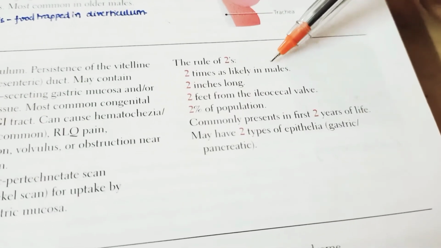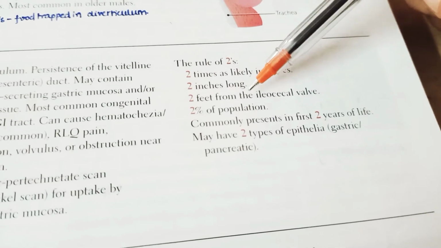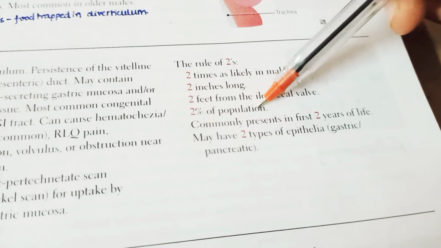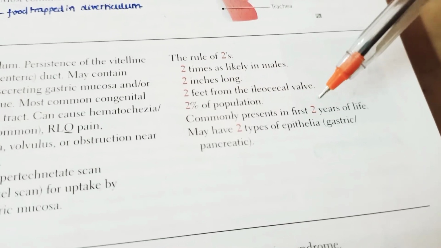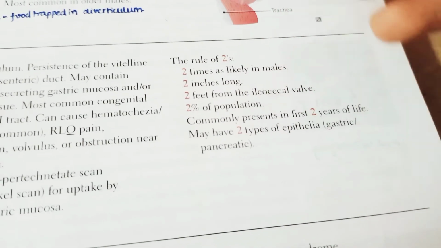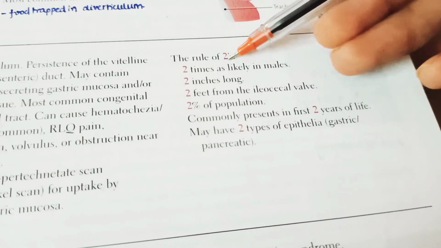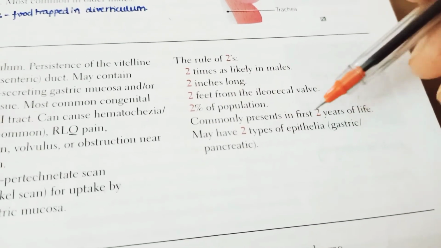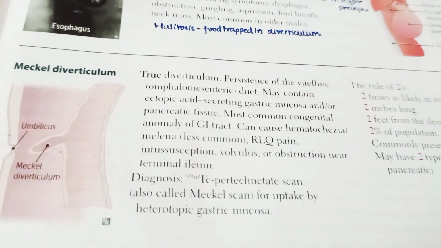So there's a rule of 2 for Meckel's diverticulum, that is 2 times more likely in males, 2 inches long, 2 feet from the ileocecal valve, and it is present only in 2% of the population, and it will commonly present in the first 2 years of life. So everything is related to 2. That's why it is called the rule of 2, and it may have 2 types of epithelia, that is either gastric epithelia or pancreatic, as we discussed before. So this is Meckel's diverticulum.